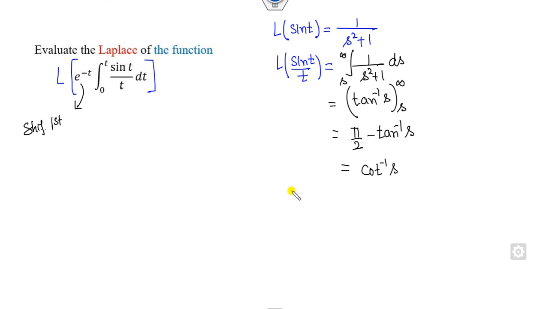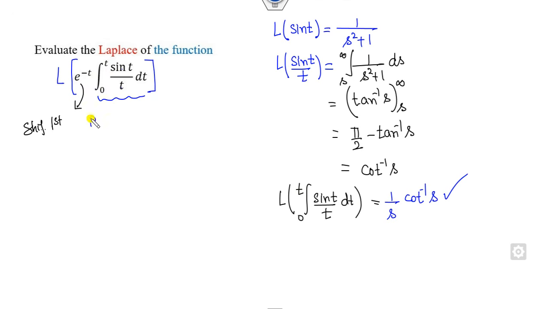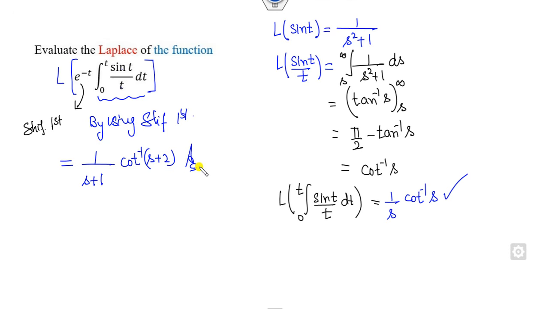So now I can use the Laplace of the integral from 0 to t of sine t by t. What is the rule of this integration from 0 to t? It is 1 over s cot inverse of s. So now I have the Laplace of this here. Now by using the shifting first theorem, you get the answer by replacing s with s plus 1. So that is the right answer of this problem. Always go with this step by step. Firstly find the Laplace of this, then divide, then integration, and then exponential.